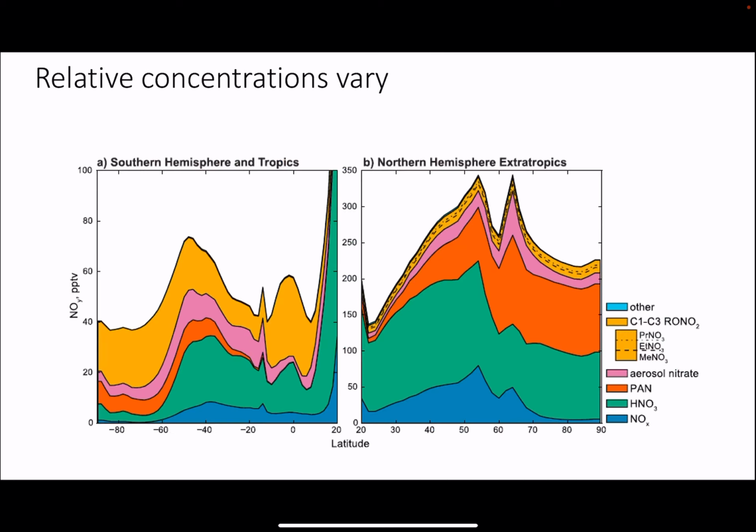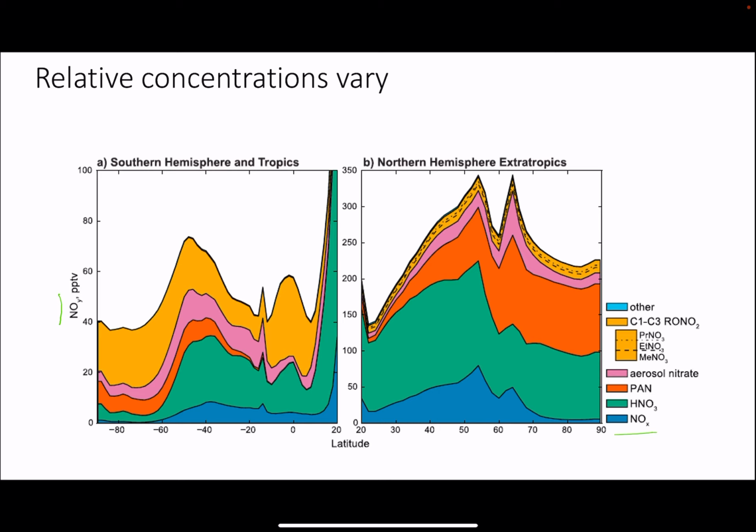Of course, another thing to keep in mind: when I was talking about polluted atmospheres versus remote atmospheres, I was treating them as if they're similar, but the relative concentrations vary a lot. So this is a cool model figure. It shows NOy here. Don't freak out. I know NOx, NOy, ClOx, ClOy, it gets a little bit crazy. NOy is NOx plus nitric acid, PAN, and aerosol nitrate. So it's all those species together.